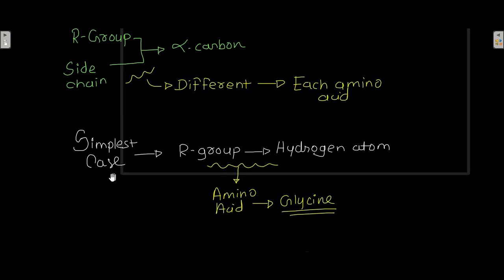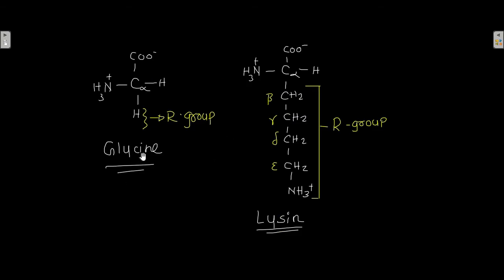Now in the simplest possible case, that R group is a hydrogen atom, and that amino acid in which the side chain is just a hydrogen atom is glycine. Okay, glycine is that amino acid which has a hydrogen atom as the side chain or R group. So this is how the structure of glycine and lysine looks. As you can see, the side chain of glycine is just a hydrogen atom. Okay, the R group is just a hydrogen atom in case of glycine, and this is the structure of lysine, and this whole structure is its R group or side chain.